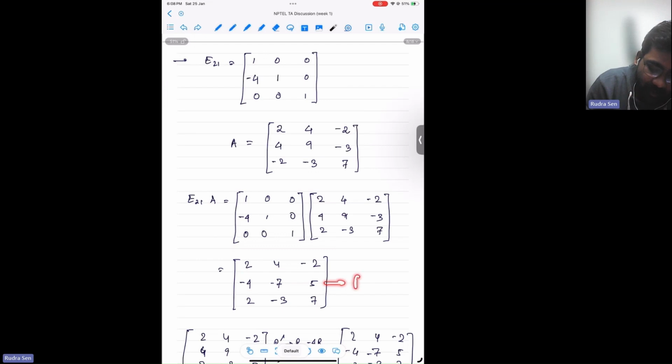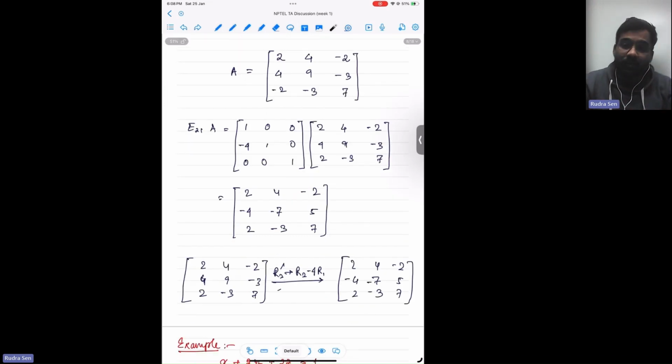Row 2, what do we get? Row 2 is basically R2 minus 4 R1. If you see 4 multiplied with this 2 and then we subtract from 4, we will get this, which is basically the changed row 2. And again, we do not need to change R3 because we do not say anything about R3. That means R3 remains unchanged. So this is the unchanged R3. So this is how basically MATLAB does the row operations.